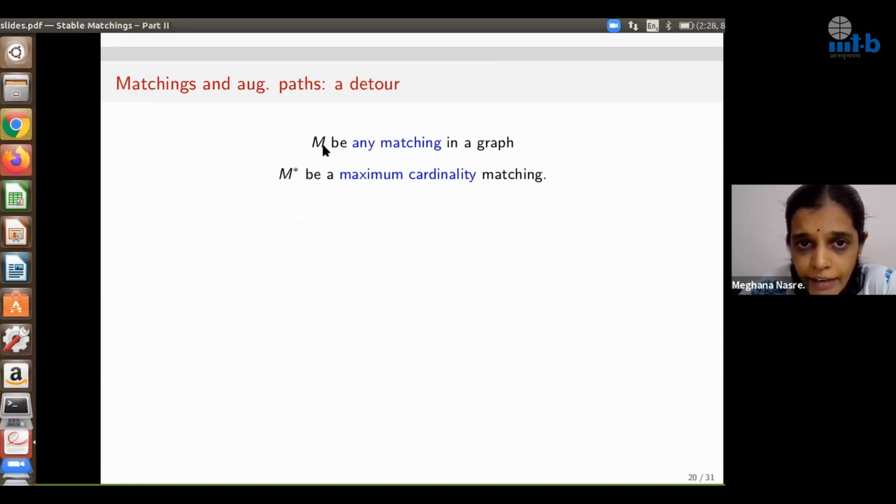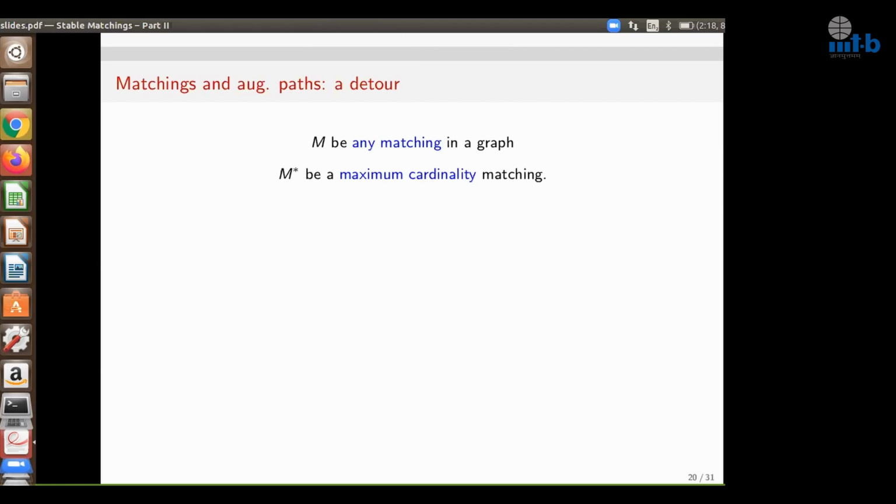So I have this matching M, which is any matching in a graph. Remember that we are not dealing with preferences for the moment, and M star is a maximum cardinality matching. So let's for the moment assume that M is not a maximum matching. One thing that I want to ask is, is everybody familiar with the symmetric difference notion? That is, the symmetric difference of two sets or of two matchings. Has anybody seen it? Can somebody tell me what the symmetric difference of two sets is first of all, and then we can extend it to the symmetric difference of two matchings.